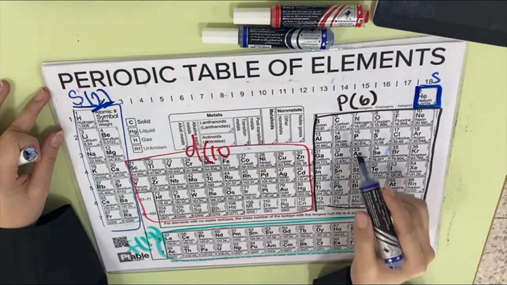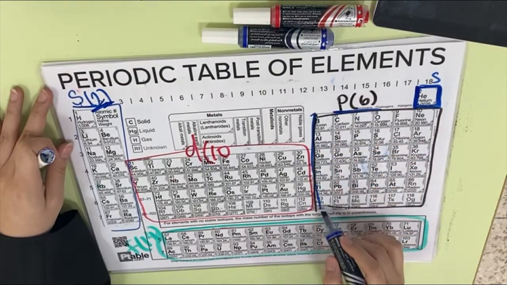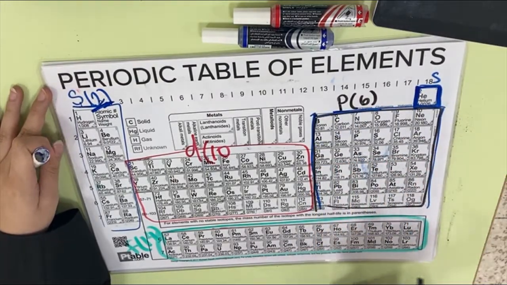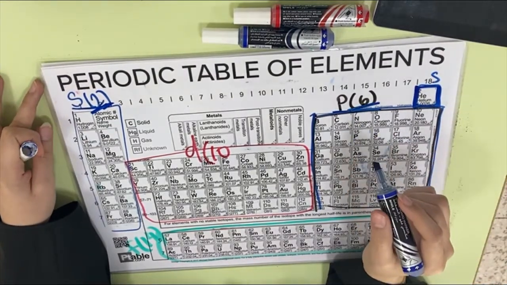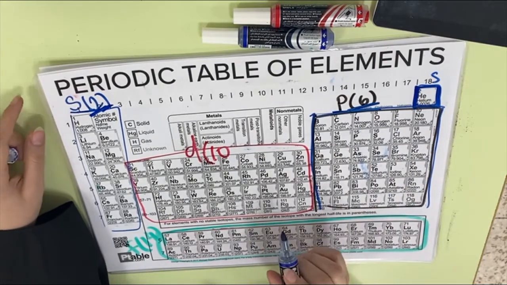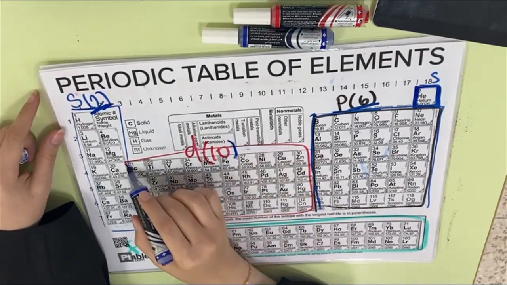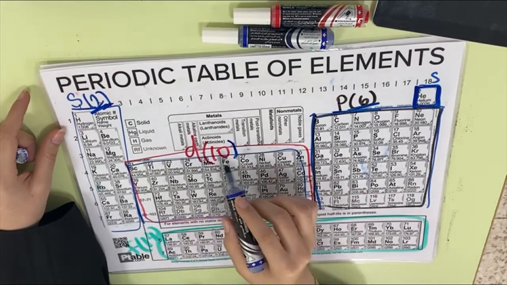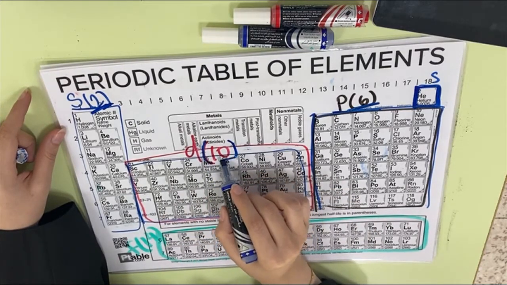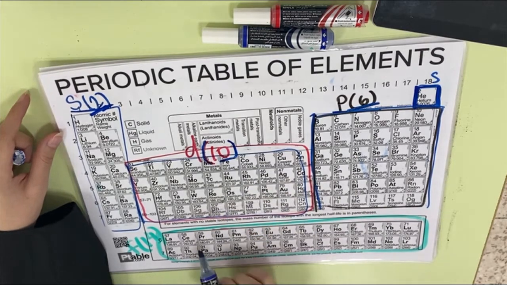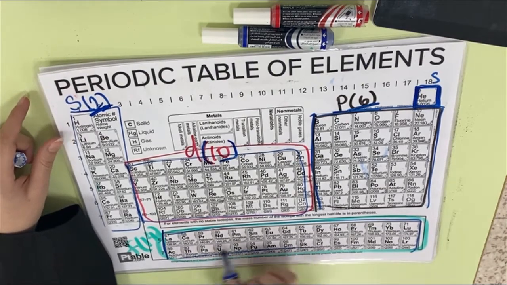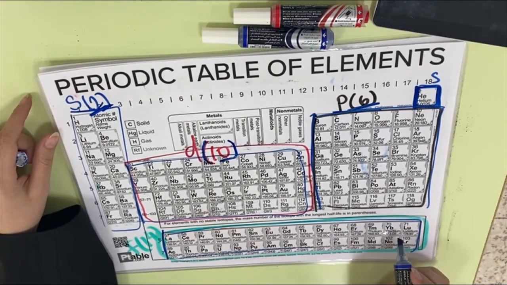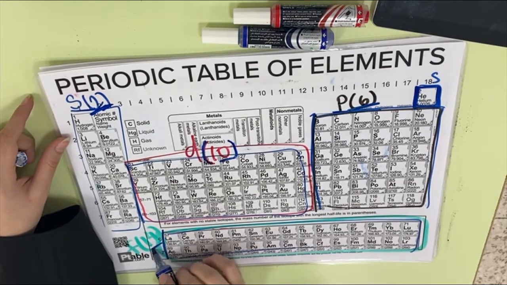And then we have the P block. The P block is groups 3 to 8 almost, and it can carry a maximum of 6 electrons. Then we have the sublevel D, which are the transition metals, and it can carry a maximum number of 10 electrons. Finally, the inner transition metals, which are the F sublevel, F block, can carry a maximum of 14 electrons.